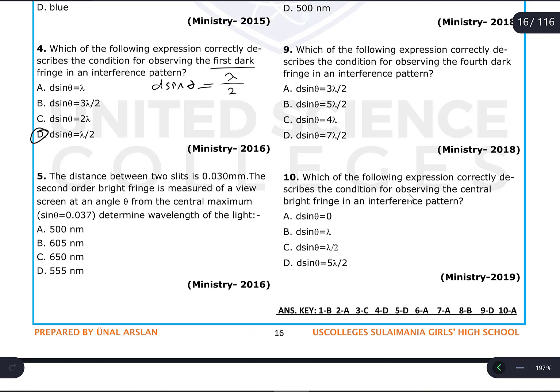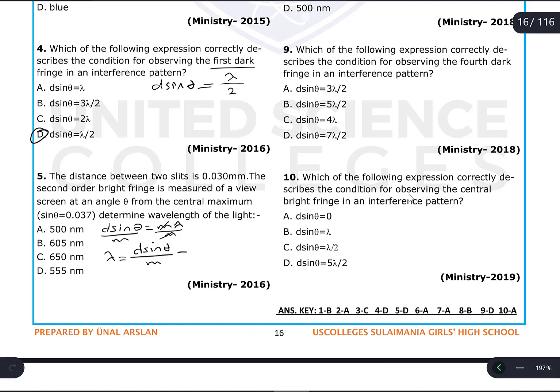The distance between two slits is 0.03 millimeter. The second order bright fringe is measured on the viewing screen at an angle theta from the central maximum. Sine theta is 0.037. Determine the wavelength of the light. So we know d sine theta is equal to m times lambda. Here we will calculate lambda, so we divide both sides by m. Lambda is going to be d sine theta divided by m.